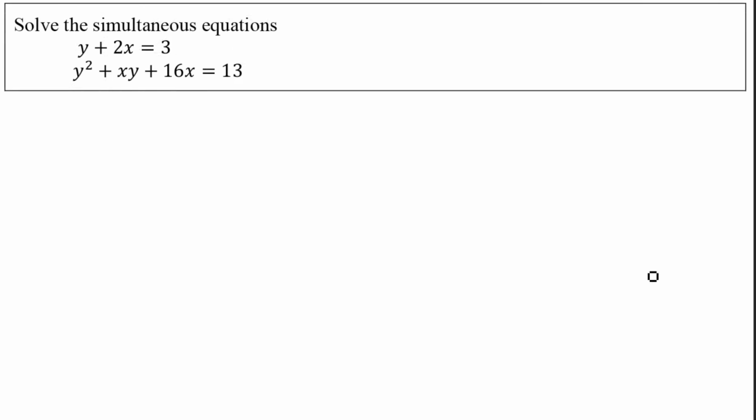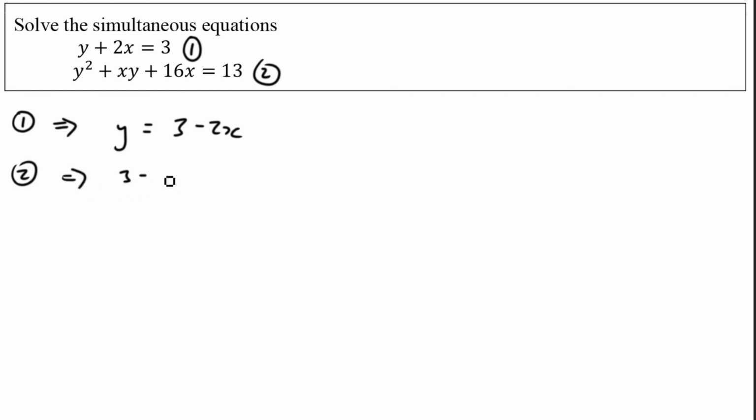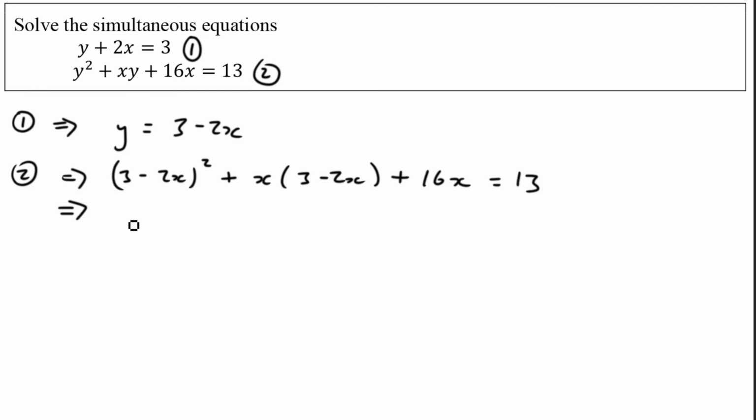A comprehensive final example to finish us off. Let's solve this one linear, one quadratic simultaneous equations, again by using substitution. So equation 1 can be easily rearranged into y is 3 subtract 2x. If we substitute that into equation 2, we'll have that 3 subtract 2x squared plus x into 3 subtract 2x plus 16x is 13. This equation just has x in, but we've got a bit of algebra to do to solve it.